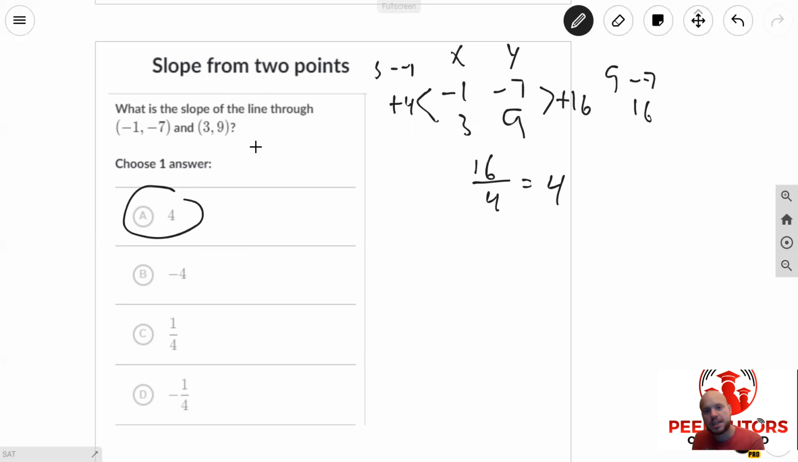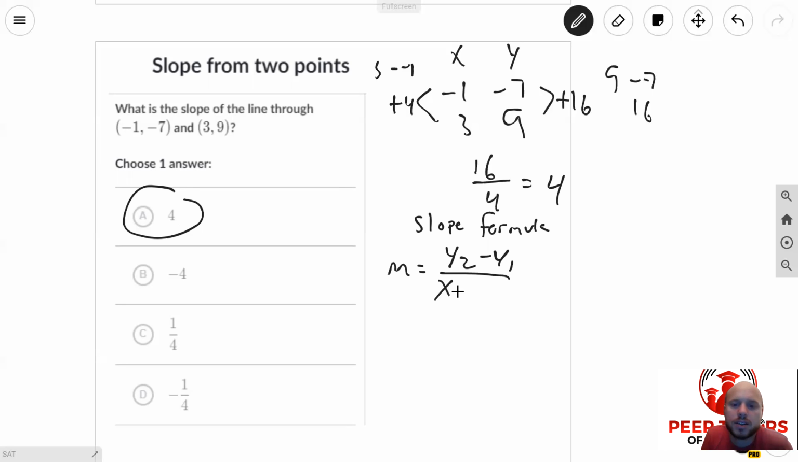But I would be remiss if I left out the slope formula. Other teachers would say, what are you doing? Okay, so let's not forget the slope formula, which is y2 minus y1 over x2 minus x1. And I was using the slope formula. I was just doing it in a different way. Part of it's over there, part of it's over there. But this is another method that you can use to do the same calculation.